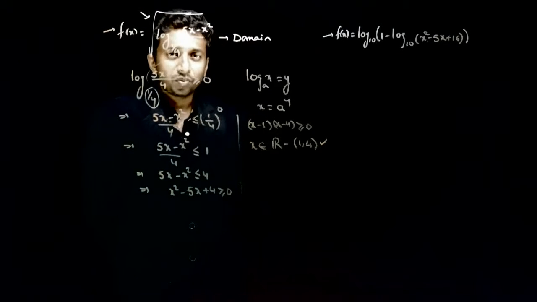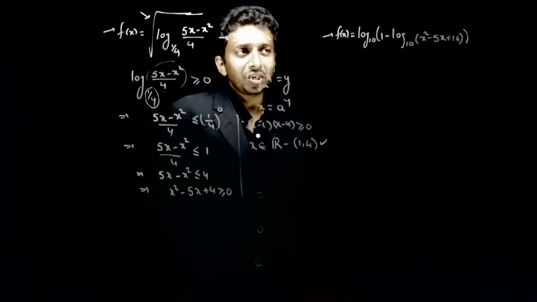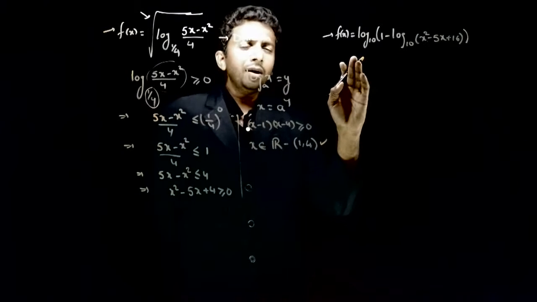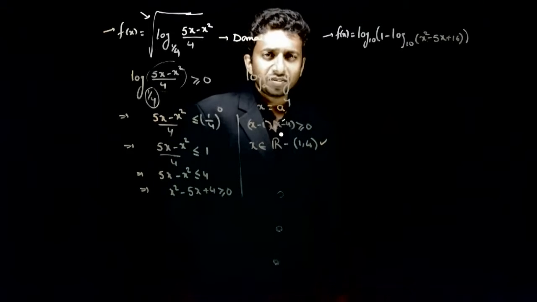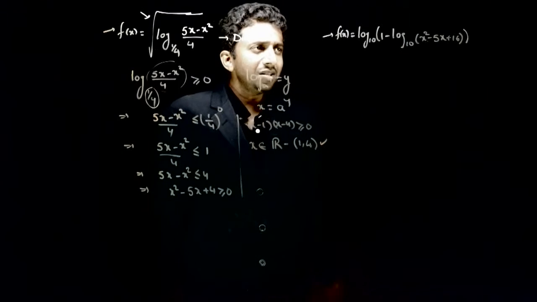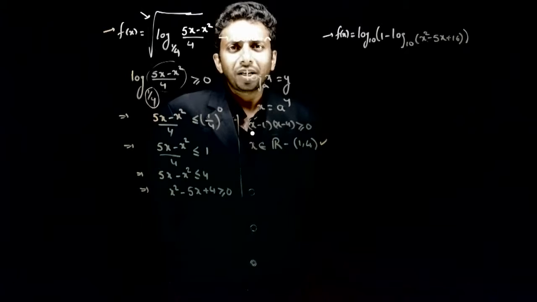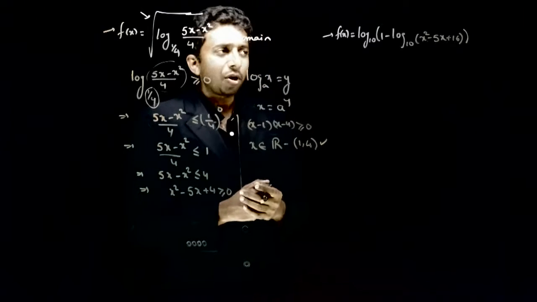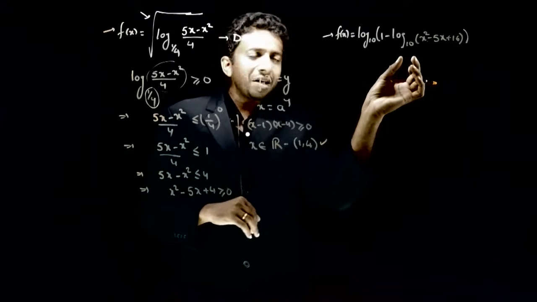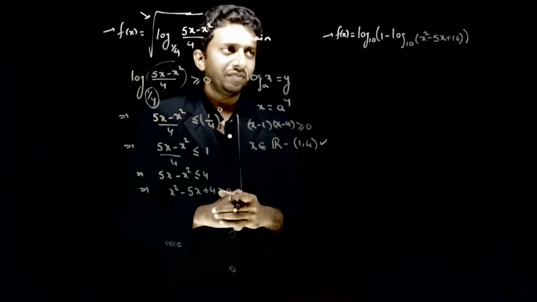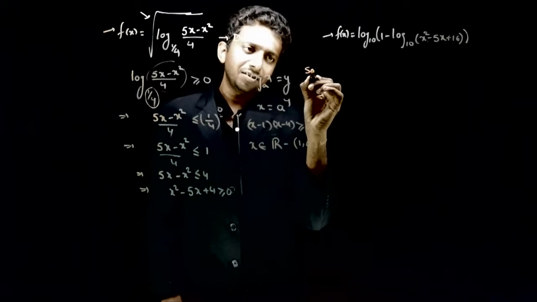So let's go to the next question. So इस क्वेश्चन में आपको एक और फंक्शन मिला which is log to the base 10 of 1 minus log to the base 10 of x square minus 5x plus 16. So this is also a very basic function. आपको इसमें you have a combination of quadratic function and log functions and log has gone inside log once again. ठीक है? So let us start our analysis.